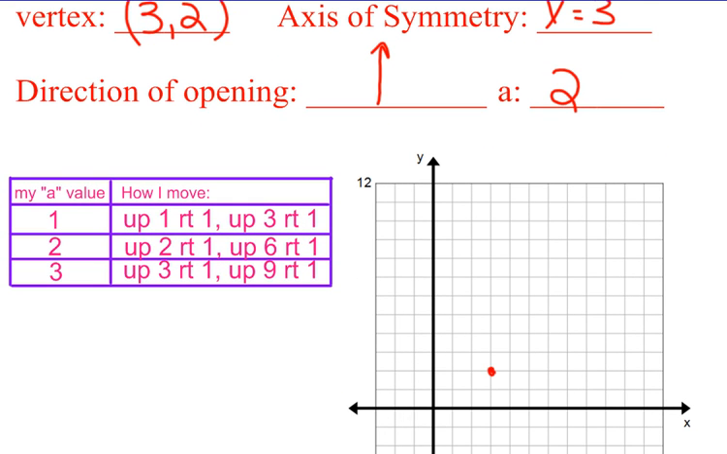So as I go to graph this, I know my vertex is at (3, 2). Since my a value is 2, I'm going to go up 2, right 1, up 6, right 1, up 2, left 1, up 6, left 1. Connect the dots. And there's my parabola. Notice this parabola is a little bit skinnier than my last one because my a value was a bigger number.